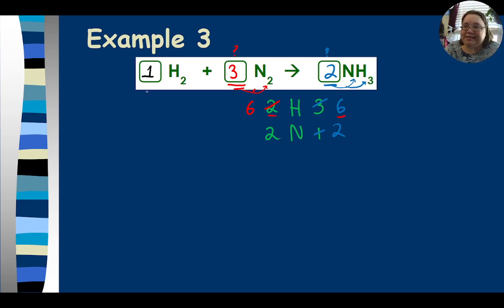My coefficients can't simplify, and in the previous 2 examples, I forgot to double check myself, and that is a good practice to get into, so let's double check ourselves. So 1 times 2, 2 N's. 3 times 2, 6 H's. 2 times 1, 2. 2 times 3, 6. My atoms match. This is a balanced equation. Like I said, my coefficients are 1, 3, and 2. You don't have to write the 1, but you can write the 1 if you want to.